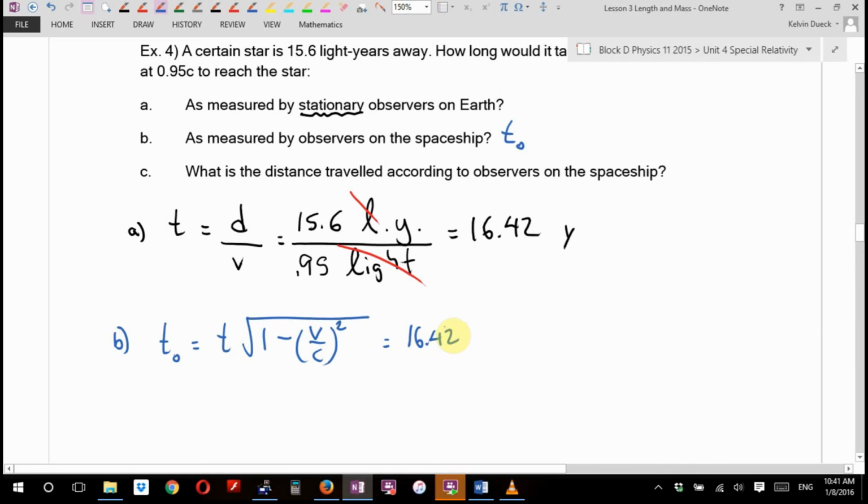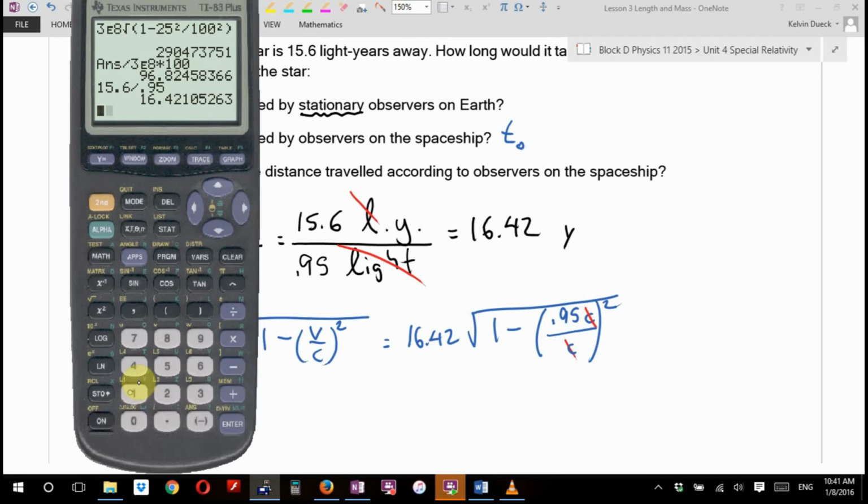16.42. I'll use my answer button. Square root of 1 minus, hey, they gave me the speed as a percentage, 0.95 c over c, all squared. Rebecca, is there a c on top of the little fraction? Is there a c on the bottom of the little fraction? So really, I'm just going to go 1 minus 0.95 squared. 1 minus 0.95 squared. You know what? I think I can do this one in one fell swoop. Now, maybe I'm good enough. 16.42 square root bracket 1 minus 0.95 squared close bracket. That gets me there on mine.